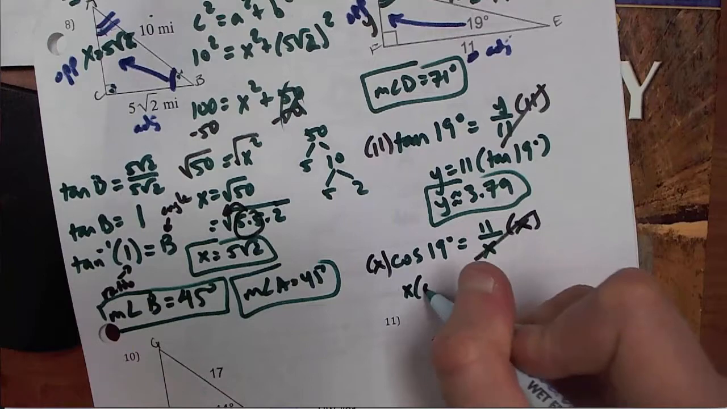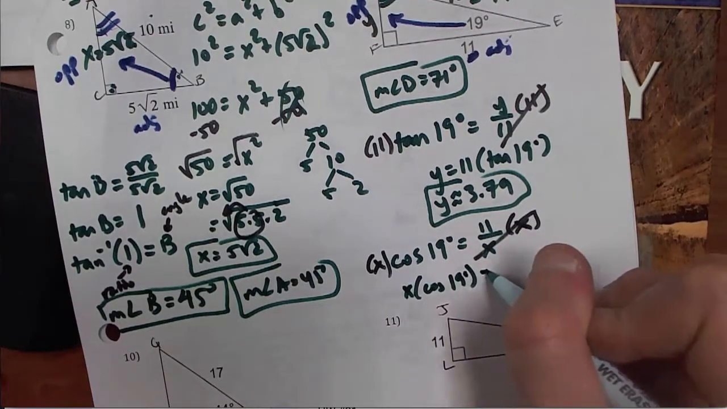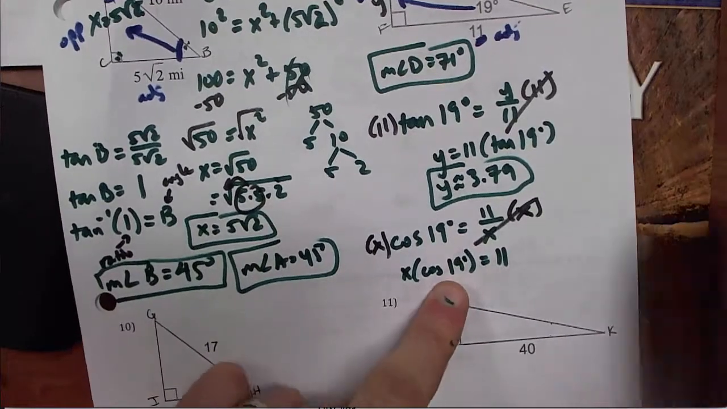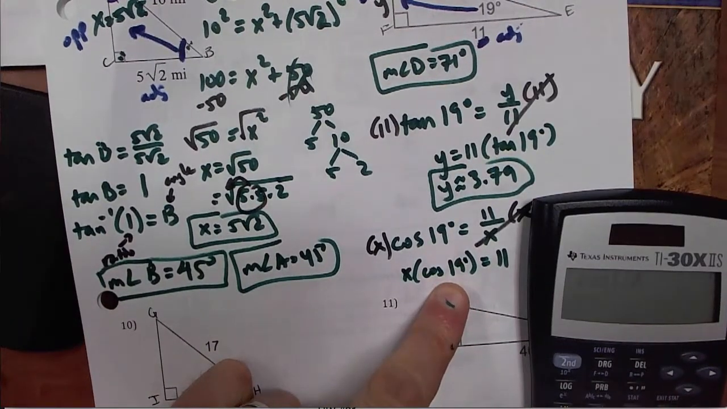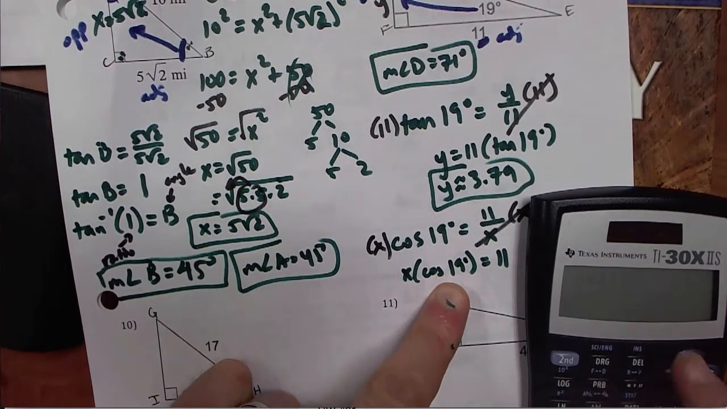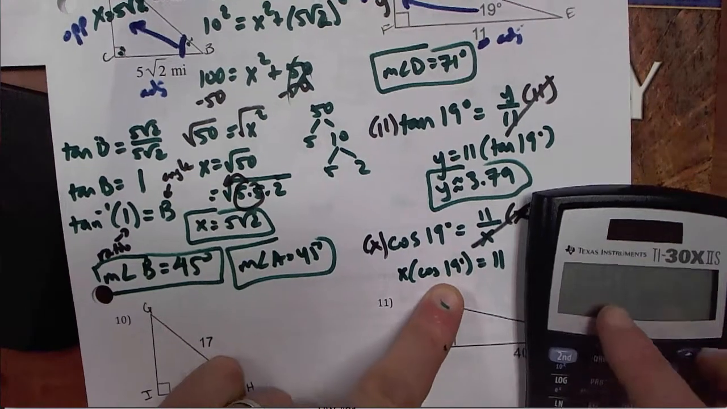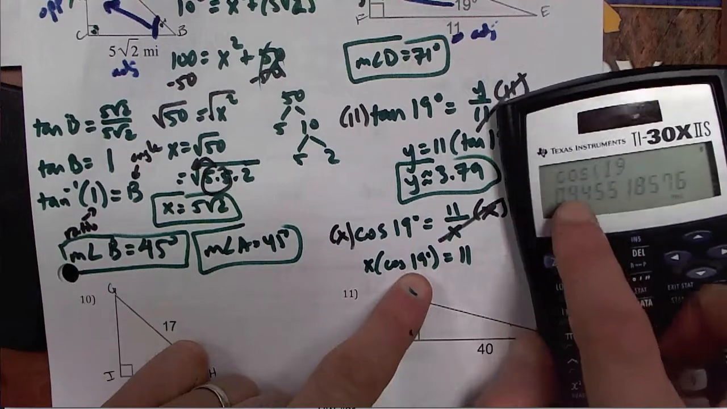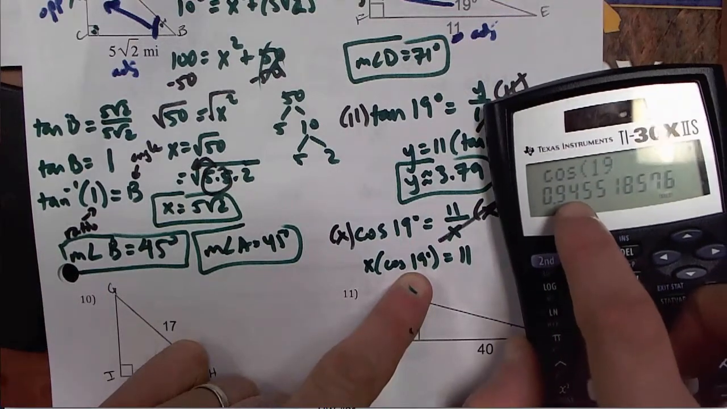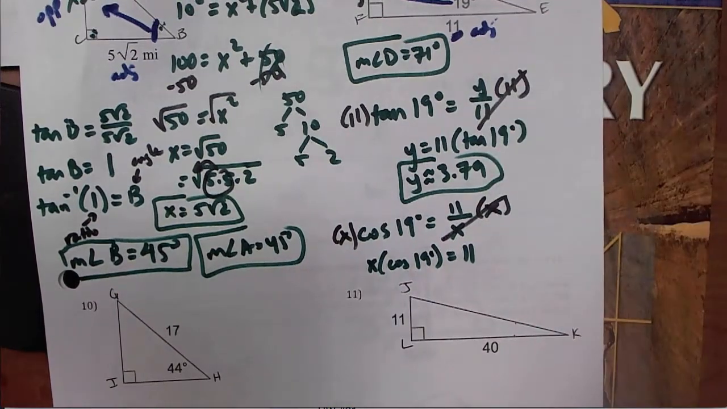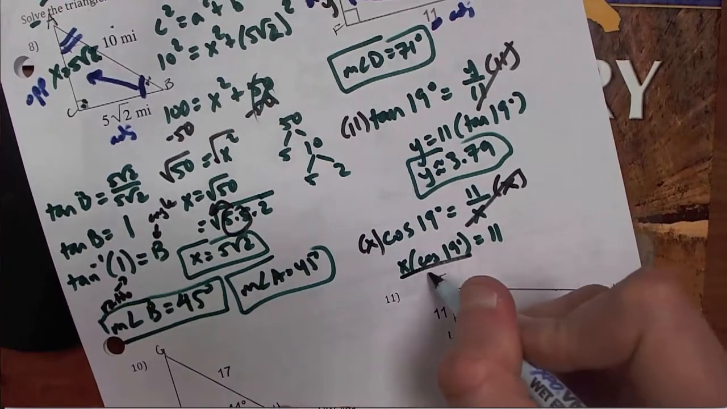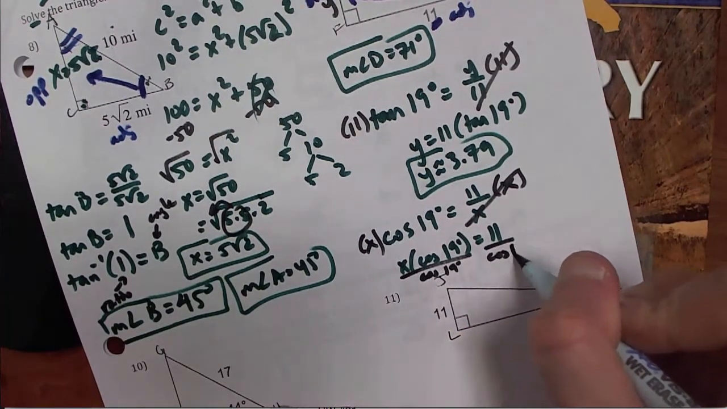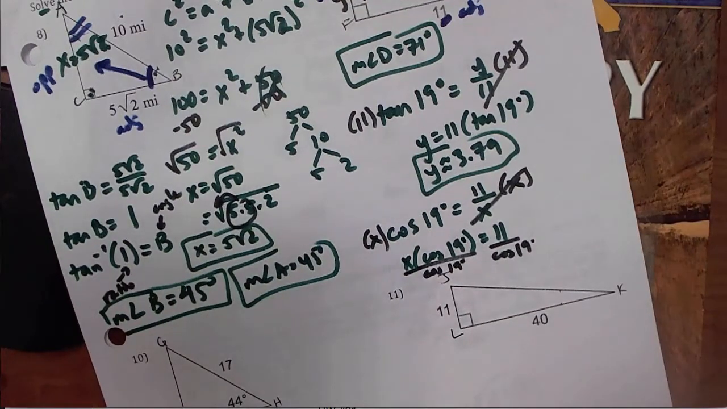So I get x times the cosine ratio at 19 degrees equals 11. And so to finish off, remember cosine ratio at 19 degrees is just a ratio, it's just a number. If you punched it in and rounded it, it's about 0.95, right? So you don't divide by 19, you're dividing by the cosine ratio at 19 degrees, which is about 0.95. So let's divide both sides by 0.95. In other words, divide both sides by the cosine ratio at 19 degrees.